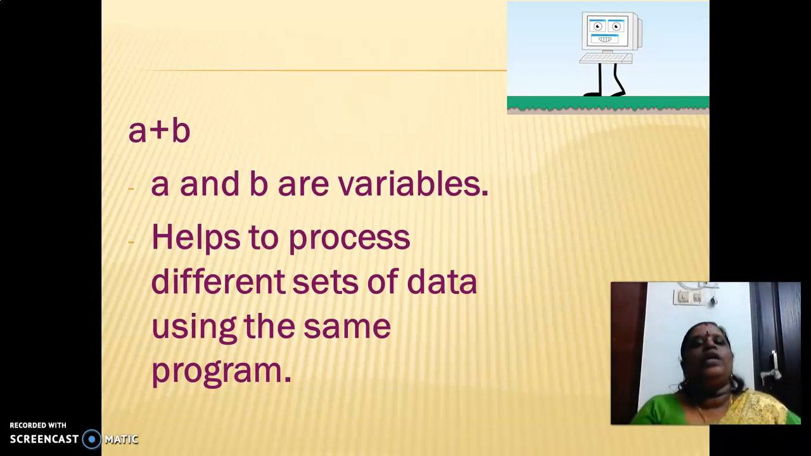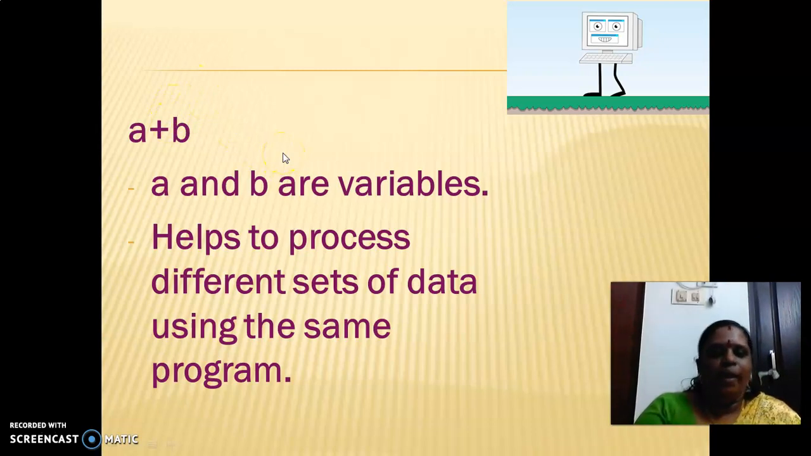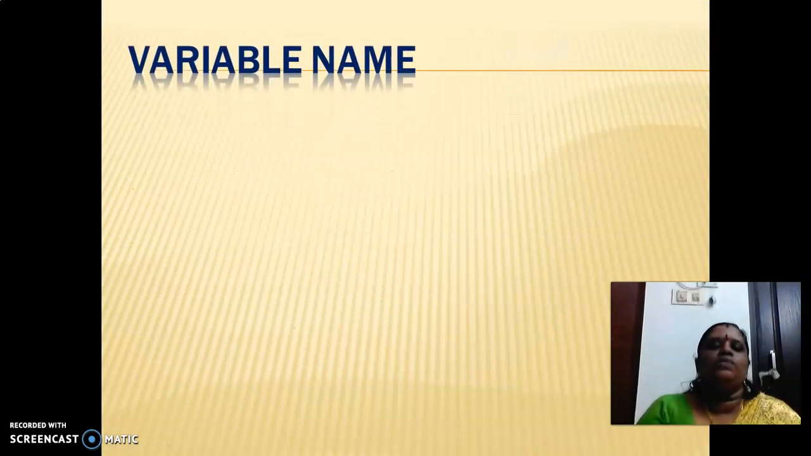Okay, so A and B are variables, and the value assigned to these variables will vary when the processing is done. It will vary according to the user input. Got it? The next one is variable name.